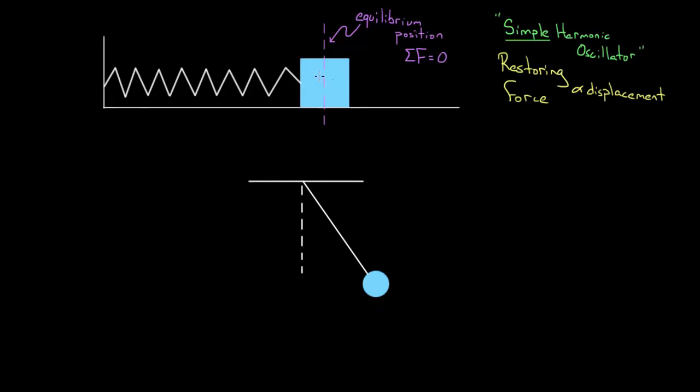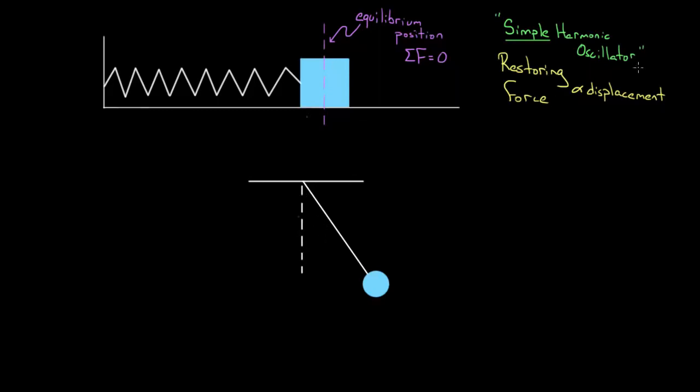It turns out a mass on a spring is a simple harmonic oscillator, and a pendulum also, for small oscillations. Here you have to make a caveat. You have to say only for small angles, but for those small angles, the pendulum is a simple harmonic oscillator as well. Now in this video, we're just going to look at the mass on the spring to make it simple.